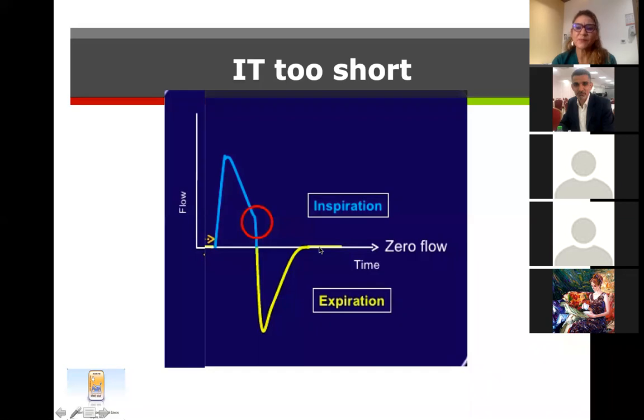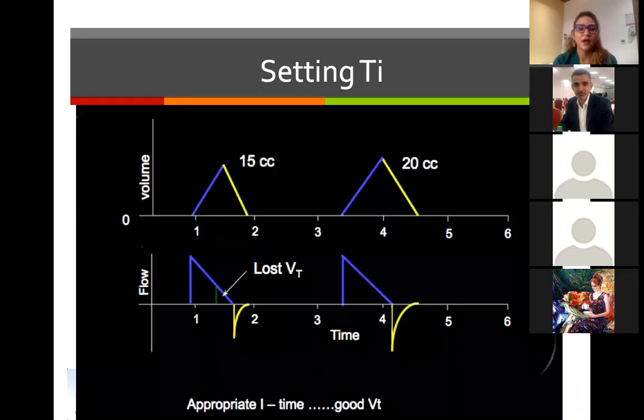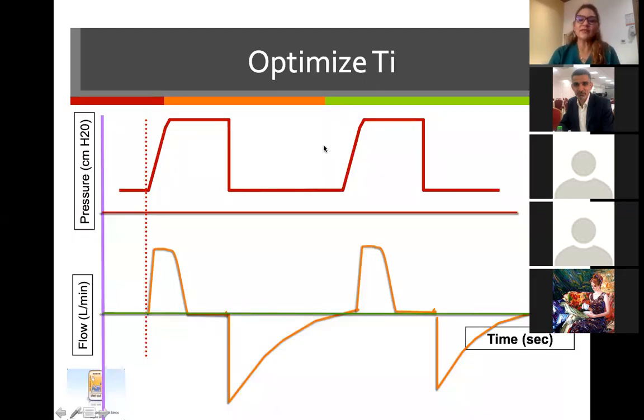Just by increasing the inspiratory time, this lost tidal volume could come back. And you see what happened? With the same pressure of 20, the volume given to this baby has increased from 15 to 20 cc. The only thing I did was increase the inspiratory time. So I have to look into whether my inspiratory time was insufficient or not. Optimizing inspiratory time by this is important.